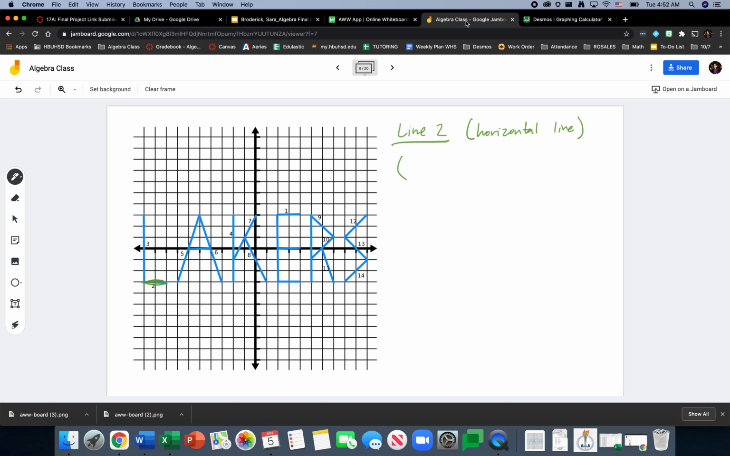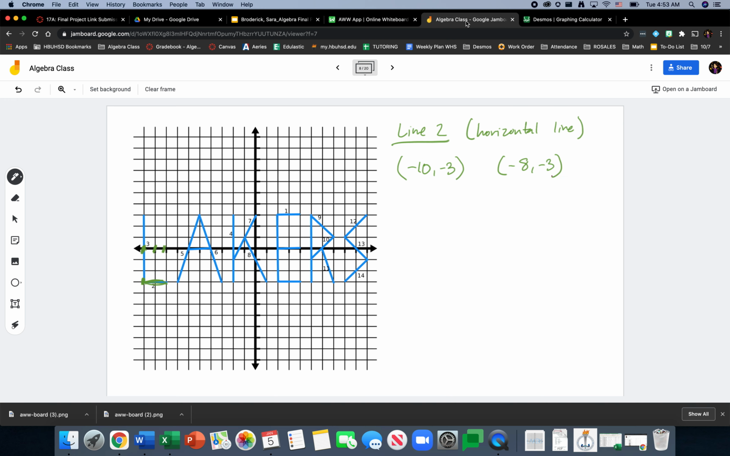So 4, 5, 6, 7, 8, 9, 10. This is negative 10, negative 3. And rather than count all the way back again, I know if this is negative 10, right, that's negative 9, negative 8. So this must be negative 8, negative 3.